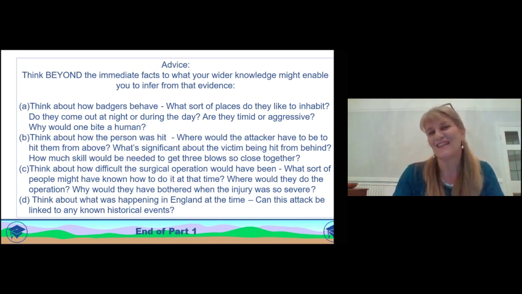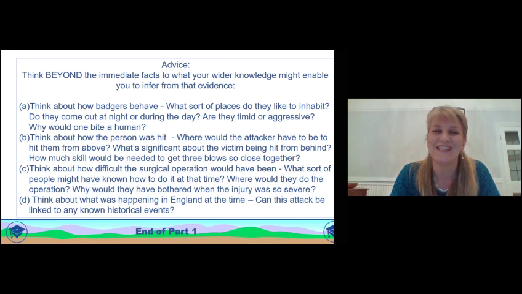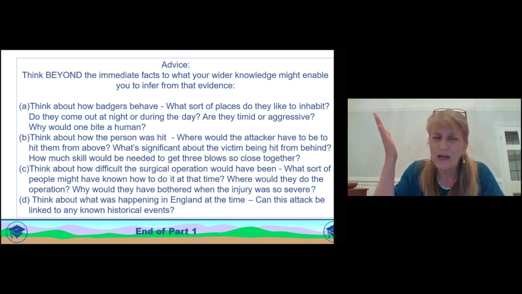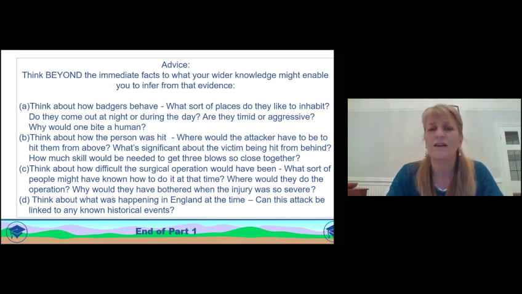There's a few key things that's worth thinking carefully about. Think about how badgers behave. What sort of places do they like to inhabit? How do they behave? Are they timid, aggressive? Why would one bite a human? In what circumstances could that happen? Think about how the person was hit. How would the attacker get to be above them and behind them? What's the significance about being hit from behind? How much skill will you need to get those 3 blows so close together?